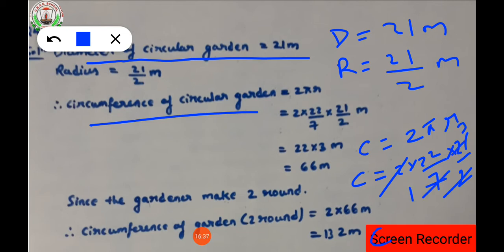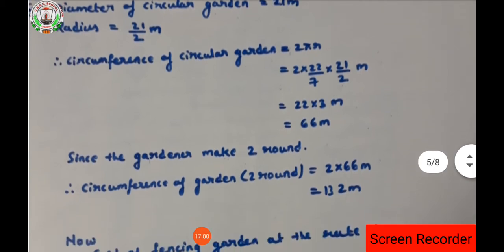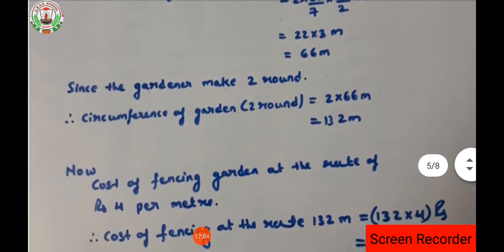So what is left over? That is, the circumference of the circular garden is equal to 22 into 3. So 22 into 3 is 66 meter. So what is the value of the circumference of the circular garden we are having? That is 66. One more thing is given in the question, the circumference of the circle we found is 66, isn't it?